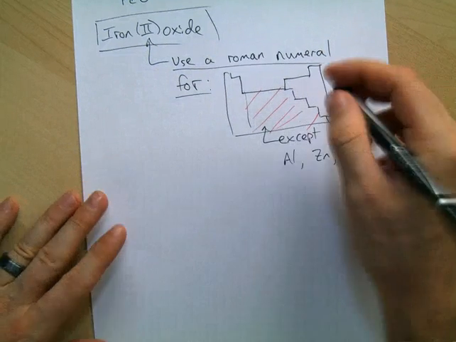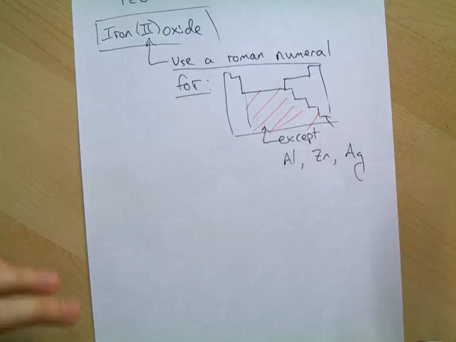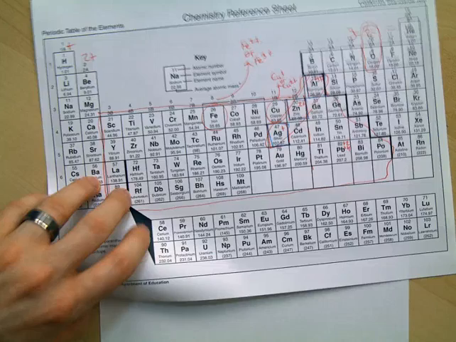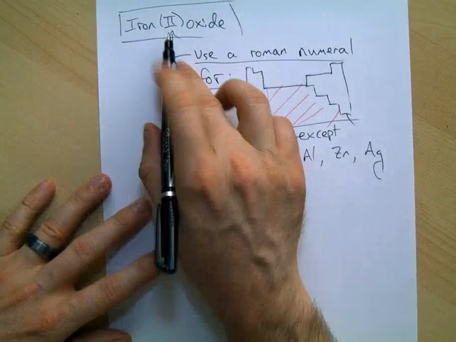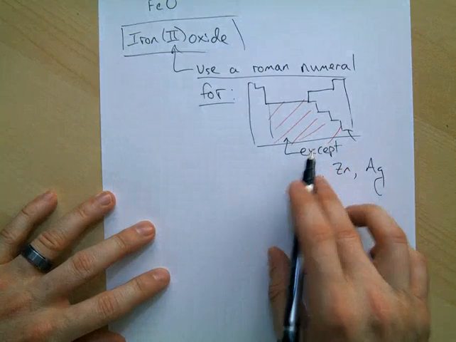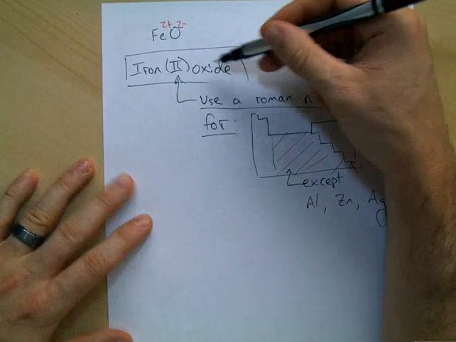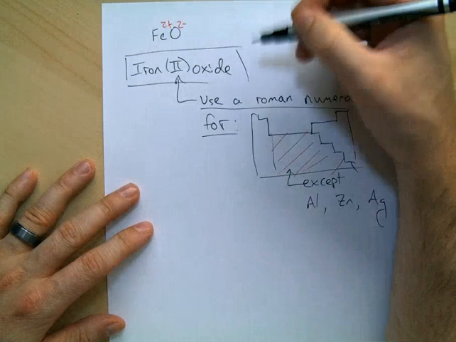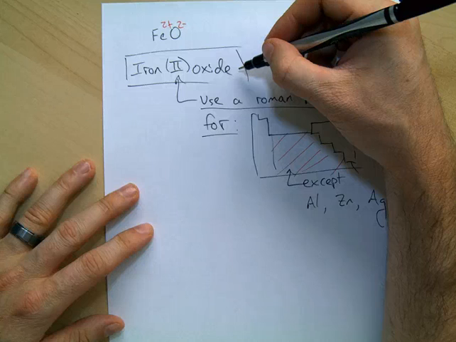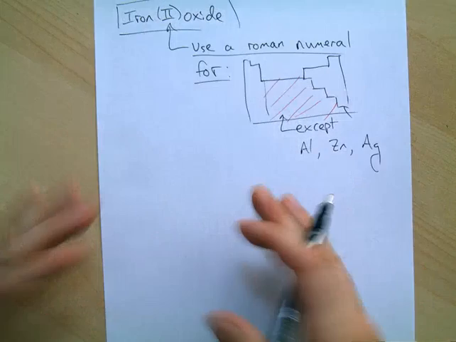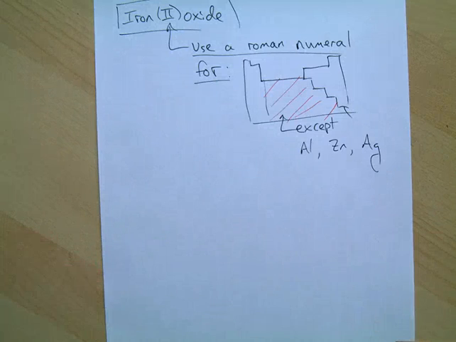And you know the slide that I taught you, where aluminum is positive 3, zinc is positive 2, and silver is positive 1. This is the way to figure out if you need a Roman numeral. The way that you figure out what the Roman numeral is, you figure it out based on the other ion that's bonding with it. So I'm going to do another problem, and in this problem we'll show the same thing, where we go from the formula to the name.